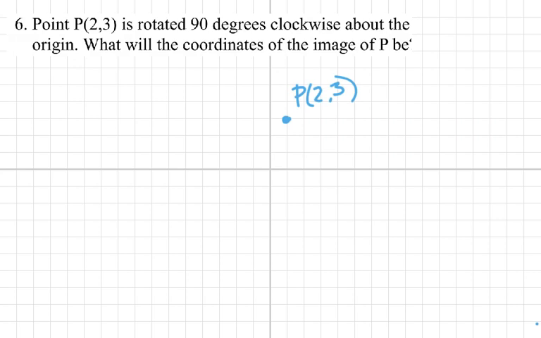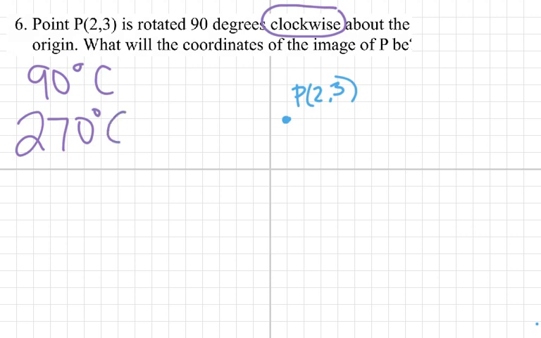Alright, so point P at 2, 3 is rotated 90 degrees clockwise. Pay attention to that word clockwise, because usually in class we talked about counterclockwise. If you remember, 90 degrees clockwise is the same as 270 counterclockwise. So what will the coordinates of the image of P be? So you have to... and I don't know why that's not a question mark, but my bad.